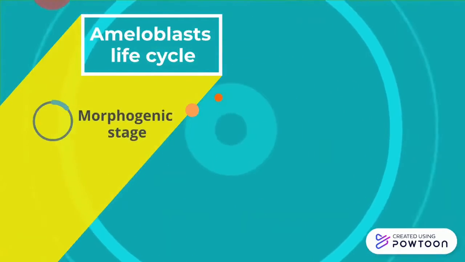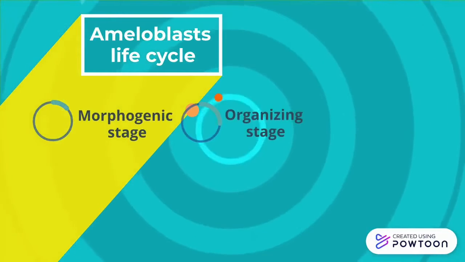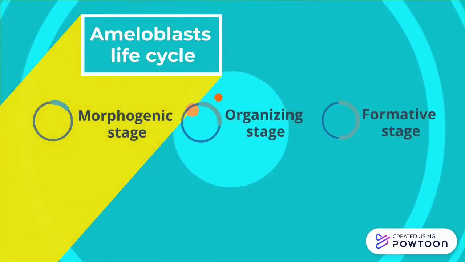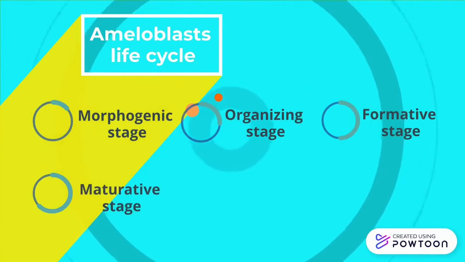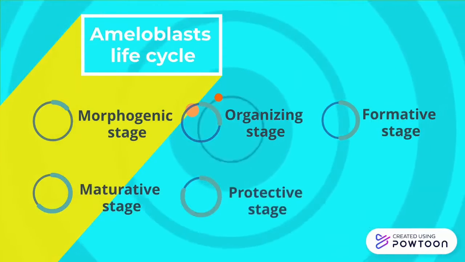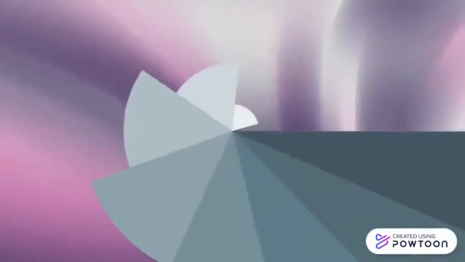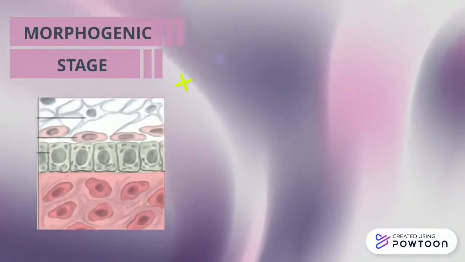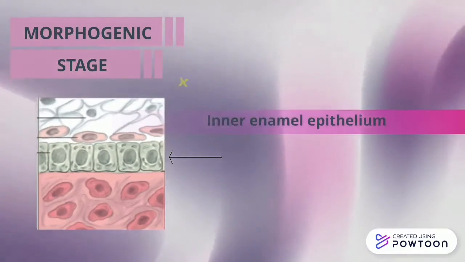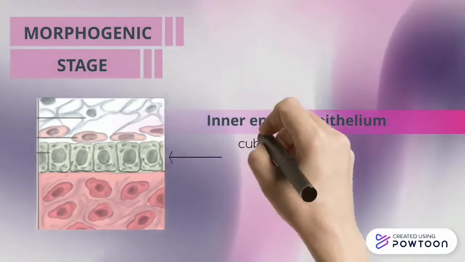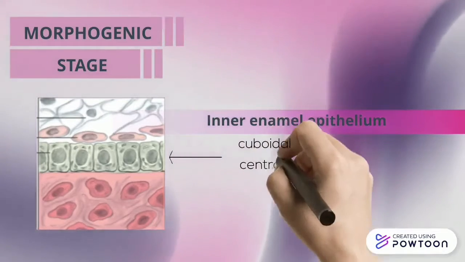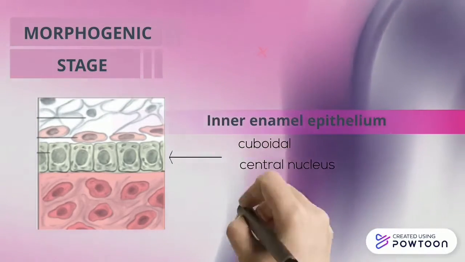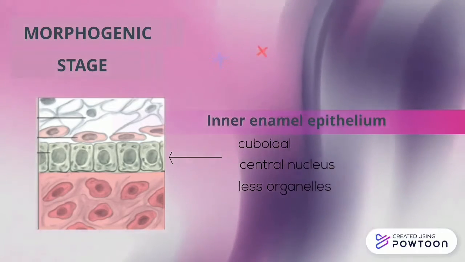The life cycle of ameloblasts consists of 6 stages: morphogenic, organizing, formative, maturative, protective, and finally, desmolytic. In the morphogenic stage, the shape of the crown is determined. We have the inner enamel epithelium, which is ectodermal in origin, cuboidal in shape, with a largely centrally located nucleus, and contains less organelles and cytoplasm.